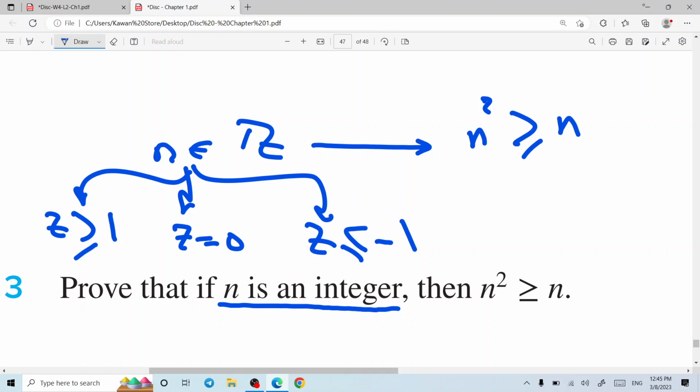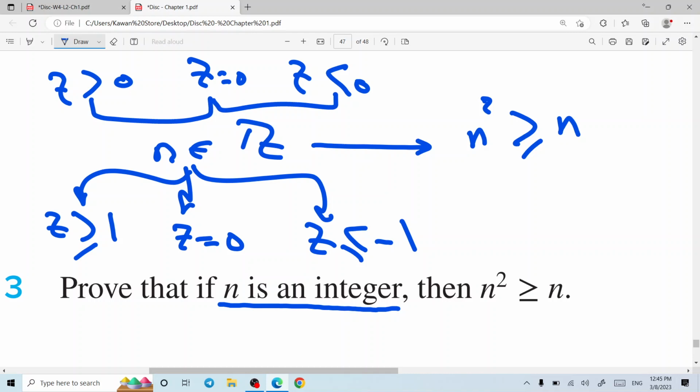Why did I write like that? Why didn't I write, for example, Z greater than 0, or Z less than 0, or Z equal to 0? They are the same, equivalent. This rule and that one are the same, yes.